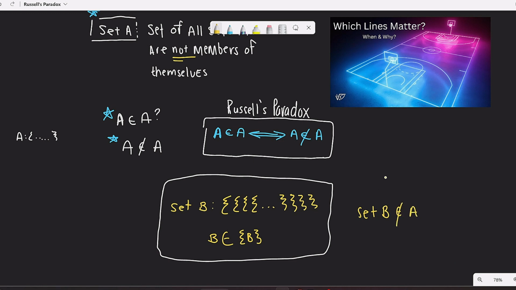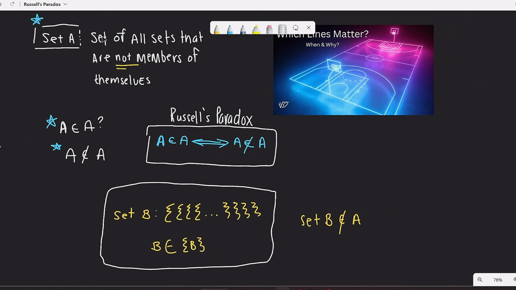And so again, if we think about A being the set of all sets that are not members of themselves, A would not include this set, but it would include itself. Again, it would include itself, and therefore it is also not a member of itself if it includes itself. It gets confusing. So let's do one more example.